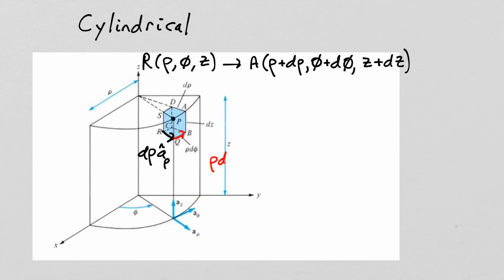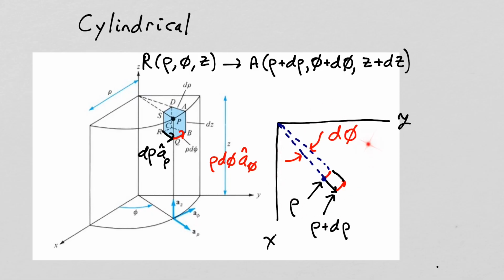Here is a view looking down on the top. So point R here is at this point with component value rho, and point Q here is at this point with component value rho plus d rho. So when phi changes by an amount d phi, we sweep out an arc length. So this arc length here is really a radius, rho plus d rho, times the angle we're sweeping in radians, d phi. So here is this arc length, rho plus d rho times d phi.